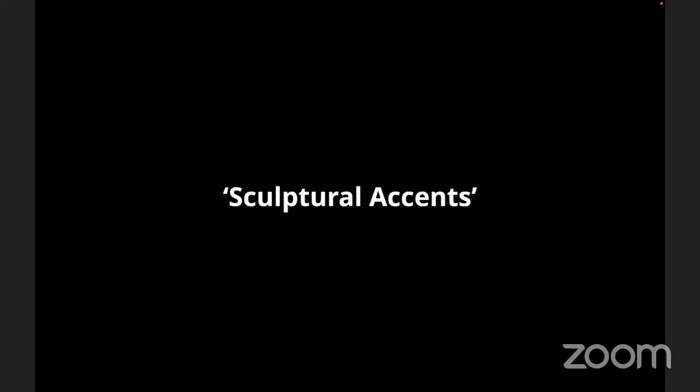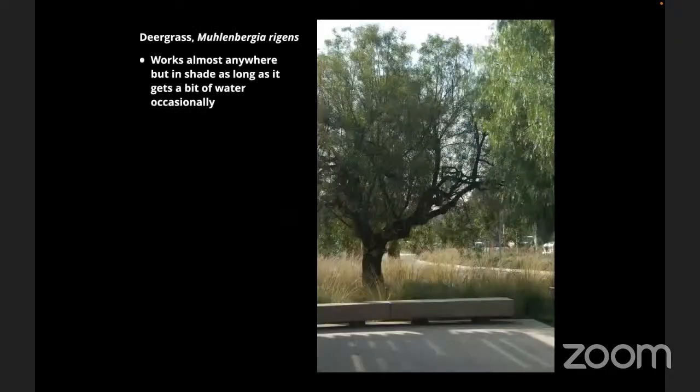And then sometimes you need what I'll call a sculptural accent. So, might be a plant where there's maybe color, there maybe is that ecological function, but you want to kind of make a visual statement in the landscape. And so, plants I use for that are deer grass as well. So, here is deer grass planted almost entirely as a meadow.